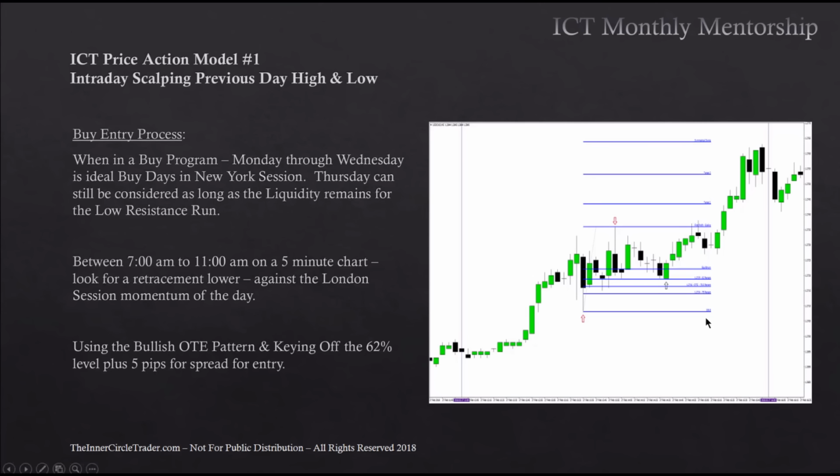You can see the example over here. We have our low right after the 7 a.m. time period. The market makes an attempt to rally, and then we start seeing a retracement. As soon as we start seeing a retracement, we run our fib across the range. 62% retracement level right here, plus 5 pips. That puts us in around here. And price runs up, takes out the high here, and then continues to move higher.